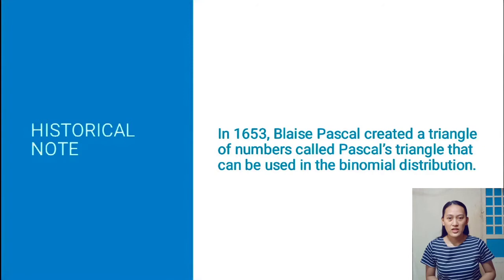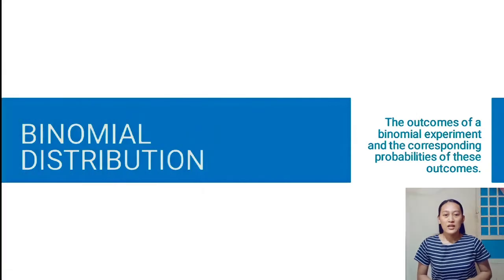Historical note. In 1653, Blaise Pascal created a triangle of numbers called Pascal's triangle that can be used in a binomial distribution. Let's proceed to the binomial distribution.